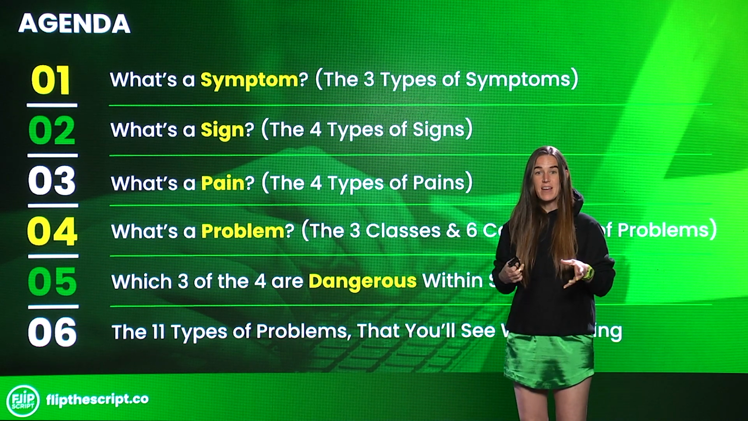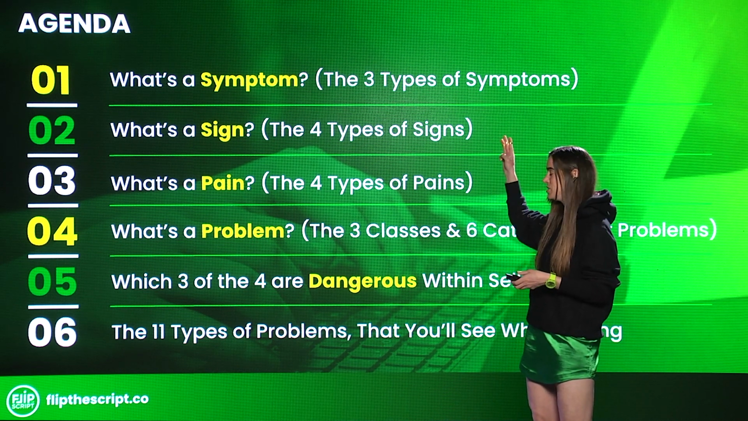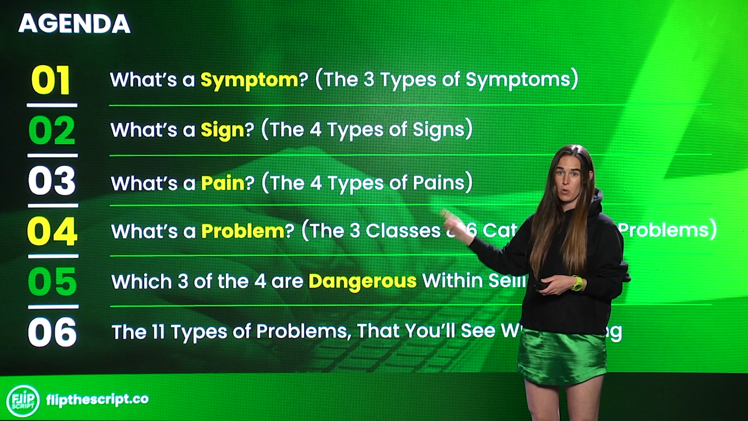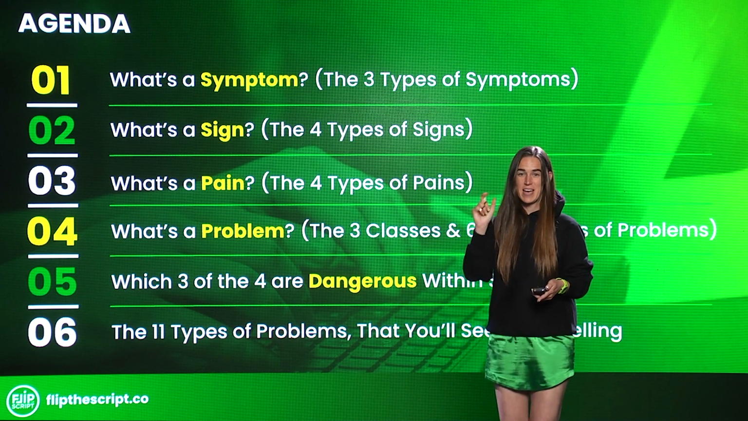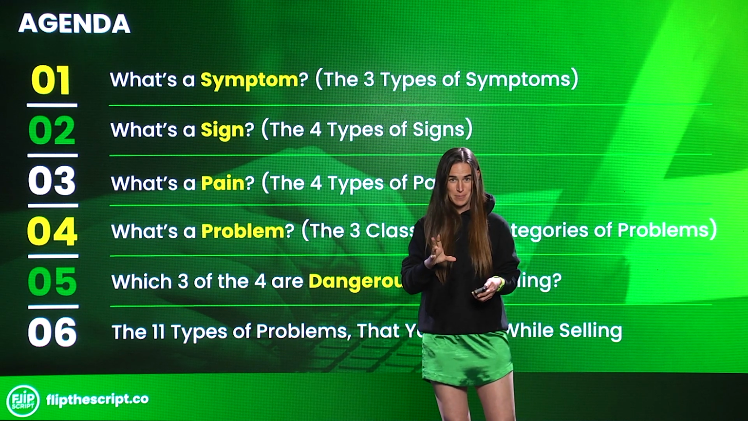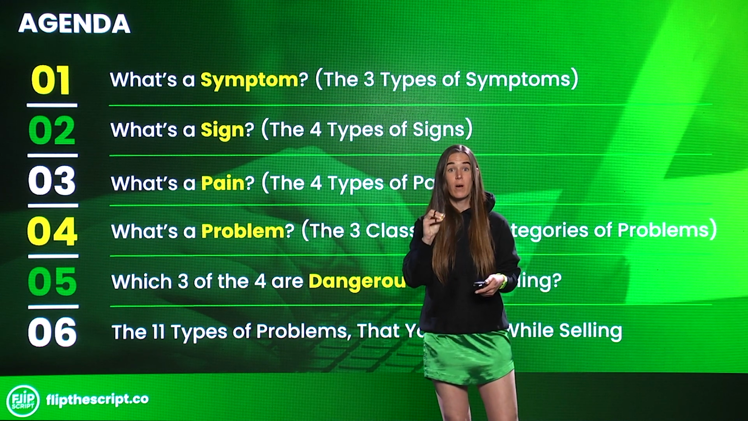And then number 5, we're going to go into which 3 out of the 4 of these are dangerous to sell based on, which one is advantageous. And for that one, what are the 11 types, full disclosure, it's problems. The 11 types of problems that you will incur while you are selling.